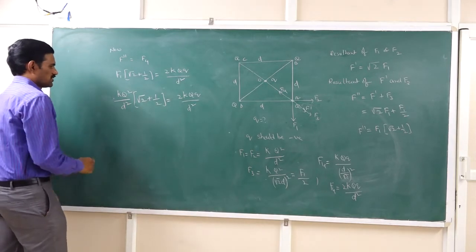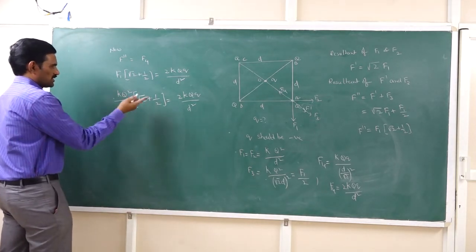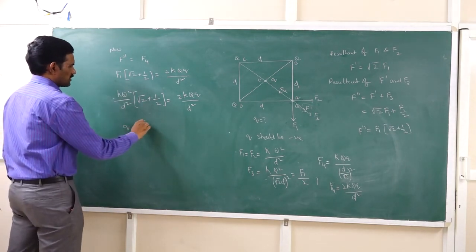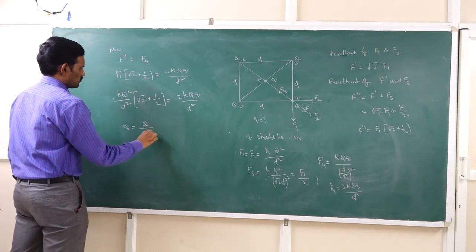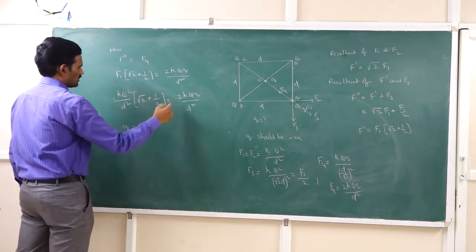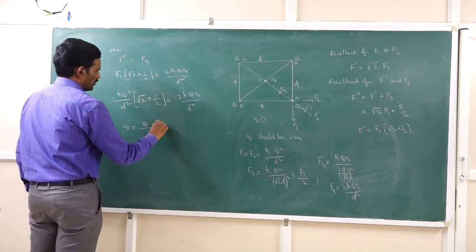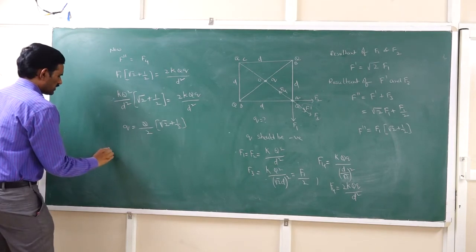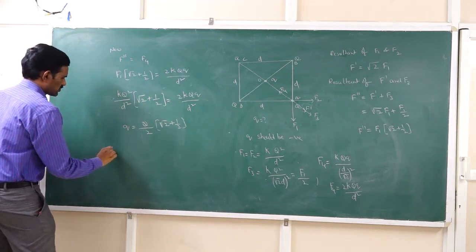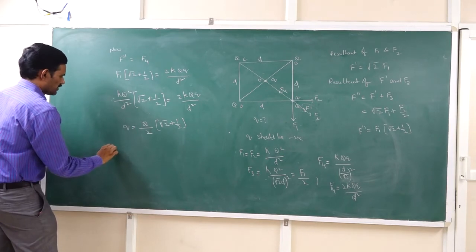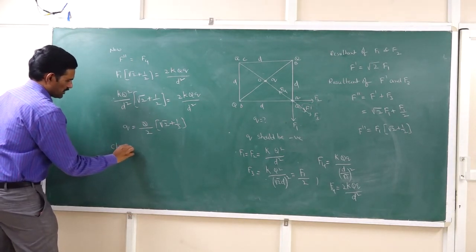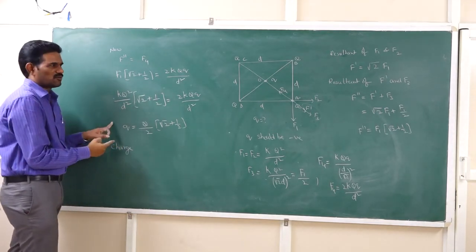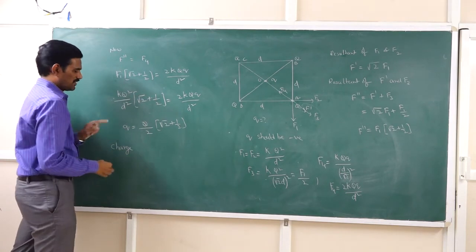Now do the simplification. This d square will be cancelled and k will be cancelled. So finally I am writing this q value. This q value is nothing but q by 2 into root 2 plus 1 by 2. And so finally we can write the charge to be placed at that point. Again you should remember that this is not the final answer. This is only the magnitude of that charge. Our final answer means we should write that value with the negative sign.